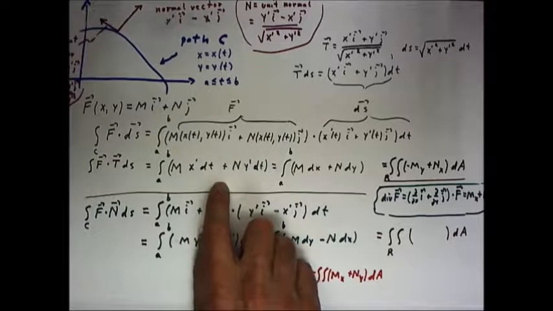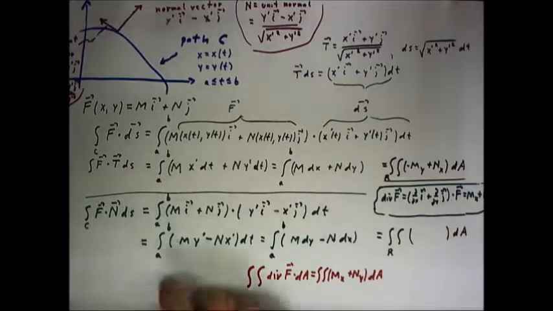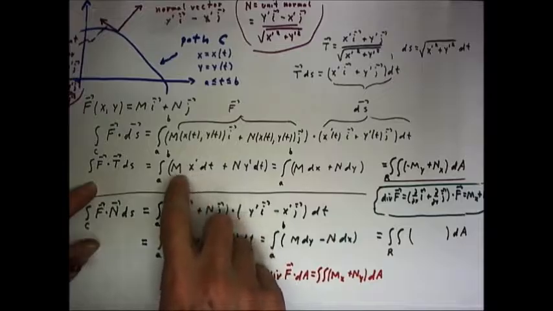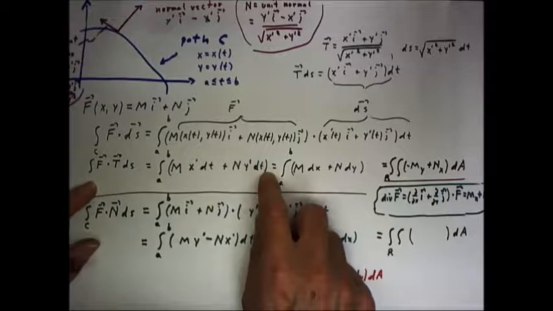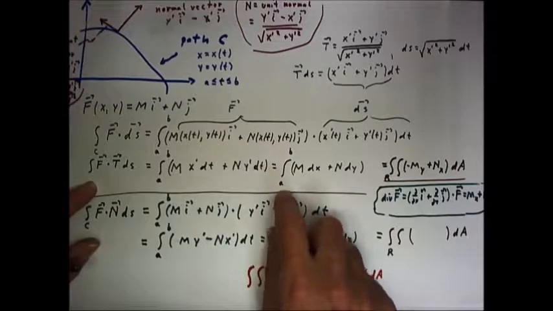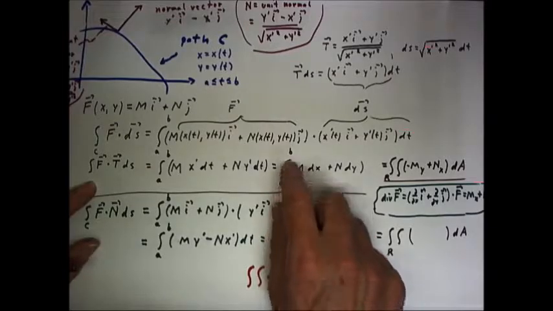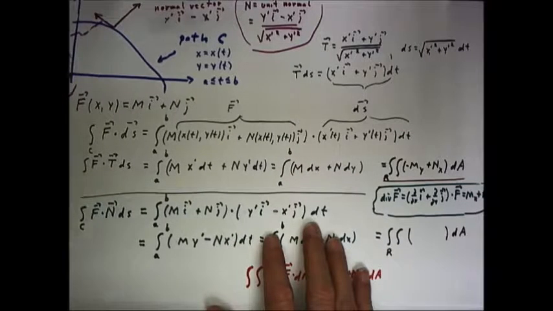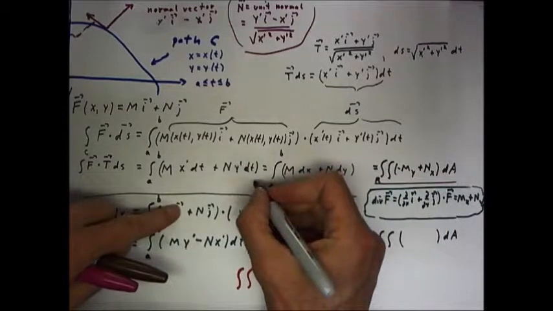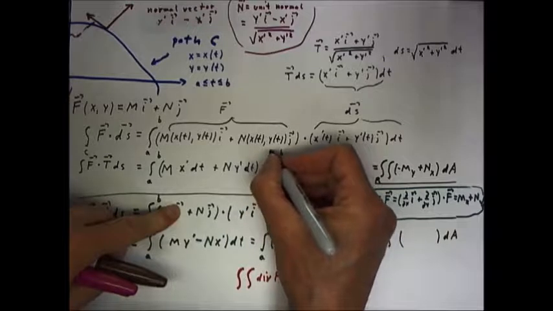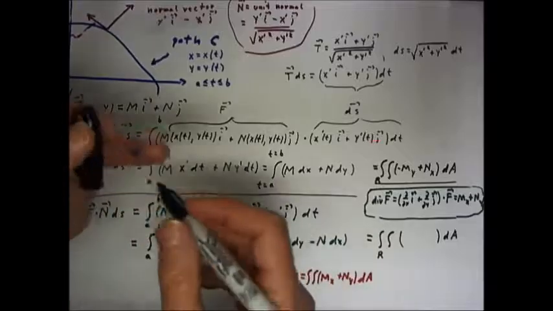And returning to our more compact notation, we can say that the integral of f dot t ds is the integral of mx prime dt plus ny prime dt, which is, again, just the integral from a to b of m dx plus n dy, where we understand that a and b are limits on t. And we should really indicate that these are t limits and that this expression is associated with this parameterization.